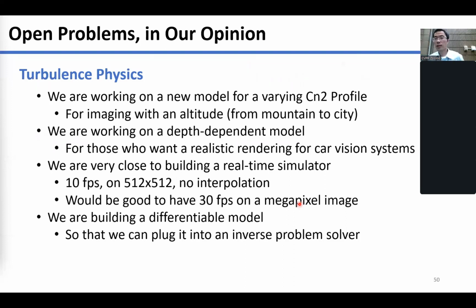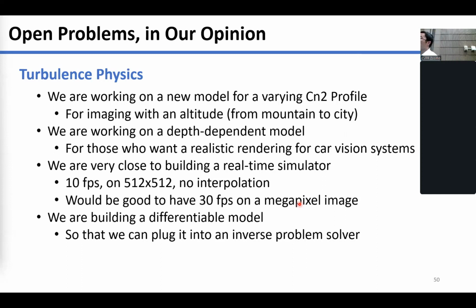There are a lot of open problems. These are some subjective selection of problems that we are facing right now. Some of them are problems that we're working on right now. We're working on methods to do variance in C_n² profile. So you're looking at a long range, the profile changes. You're looking up at the sky, satellite imaging, the C_n² profile changes. How can we do that? So we're working on that problem.